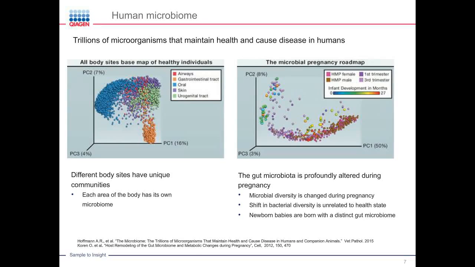Now, in this specific graph on the left-hand side, what we are trying to show you is the base map of healthy individuals. As you see that we have trillions of microorganisms, and this is the principal component graph, which shows you the different kinds of microorganisms present in the human system. For example, the red color is from the microorganisms based on the airways. You have the orange color, which is from the GI tract, the blue color from the oral, and the rest a mix of all the skin and urogenital tract. So basically what this graph is telling you is that the composition of the microbial communities from each part of the body is pretty different.